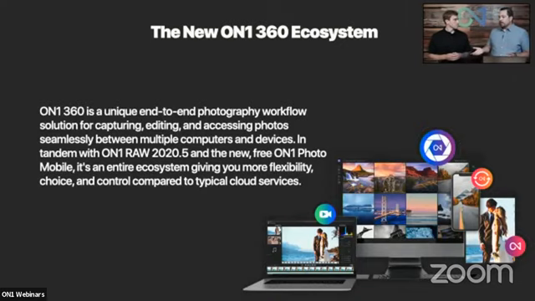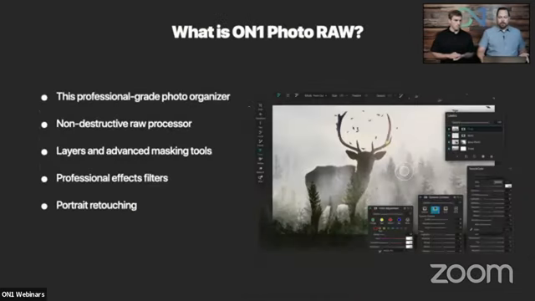When we think about ON1 360, it's kind of like a tripod. There's 3 parts that make it up. So the first one is ON1 Photo Raw. And if you're here today, you probably know what Photo Raw is. Photo Raw is our professional grade digital asset management, raw processor, effects machine, all in a layered non-destructive workflow. Most of you guys have probably already seen it, or a lot of you guys probably already have it. That's one part of it.